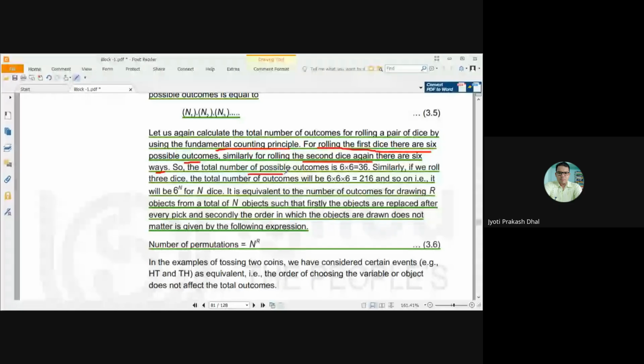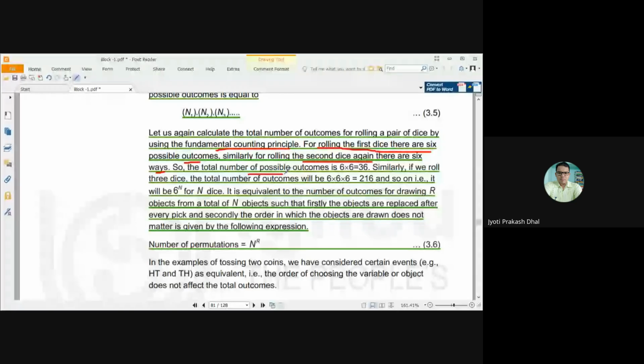According to the fundamental counting principle, if there are N1, N2, N3 and so on outcomes, the total is N1 into N2 into N3 and so on. Now let us consider the total number of outcomes of rolling a pair of dice by using the fundamental counting principle.